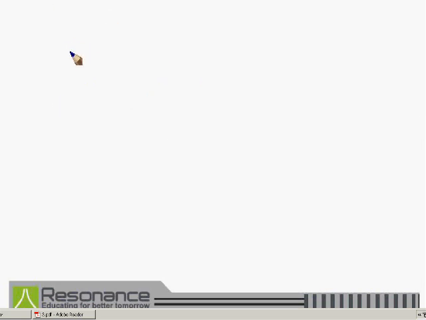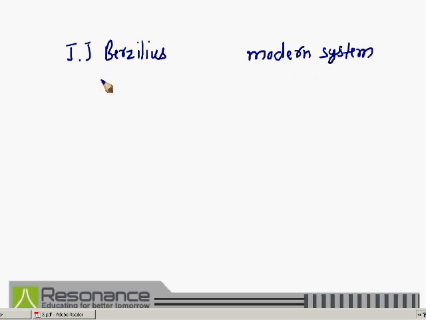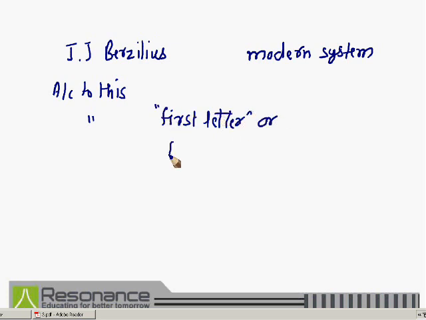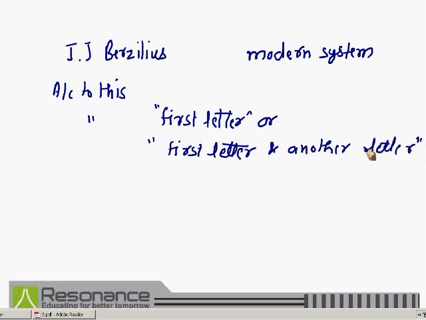J.J. Berzelius represented the modern system of representing an element. According to this, the symbol of an element can be represented by the first letter, or by the first letter and another letter of an element.